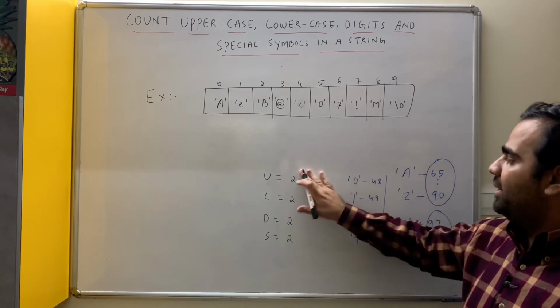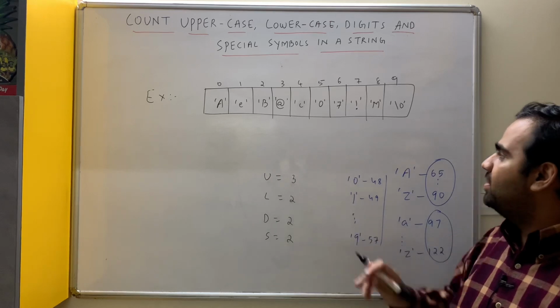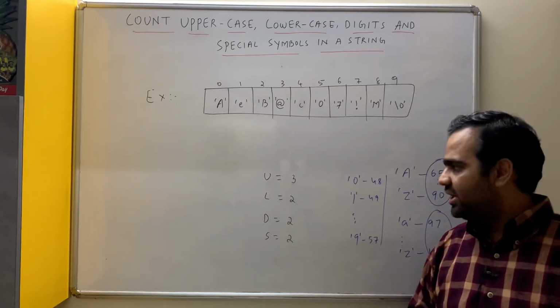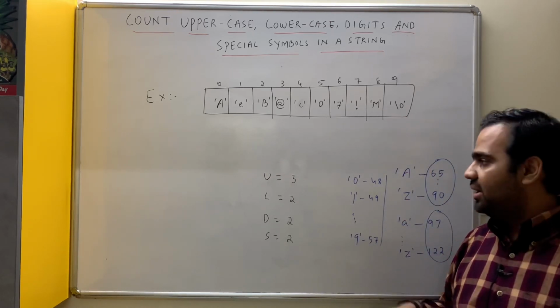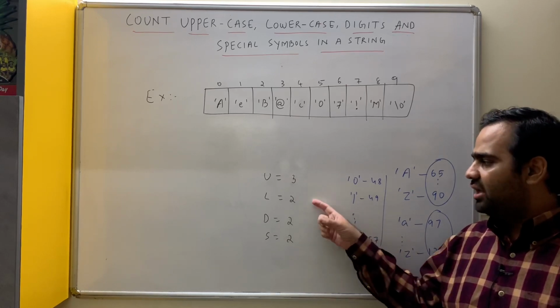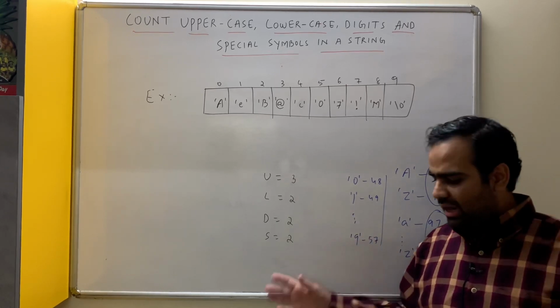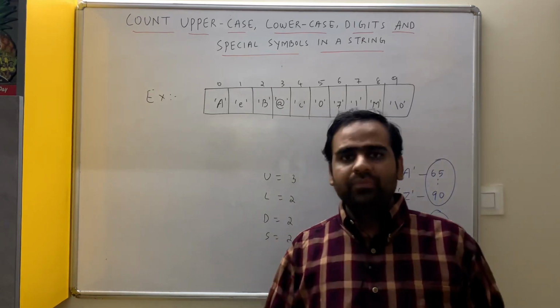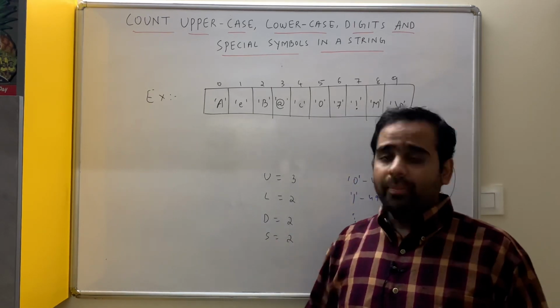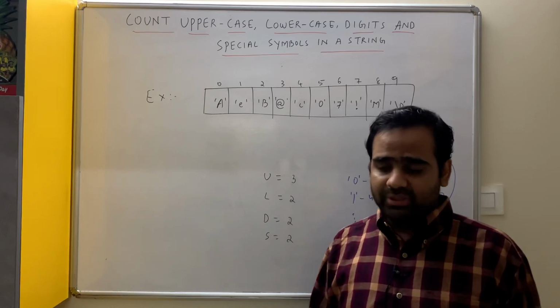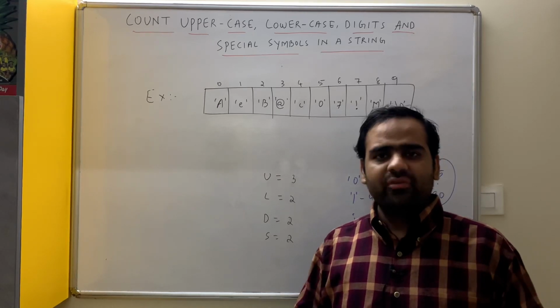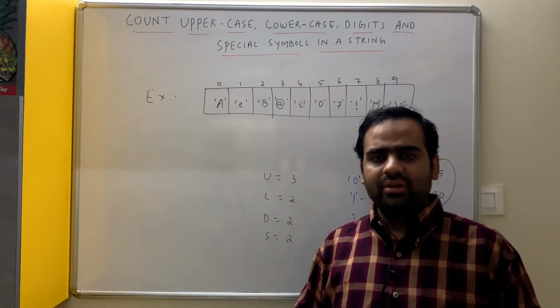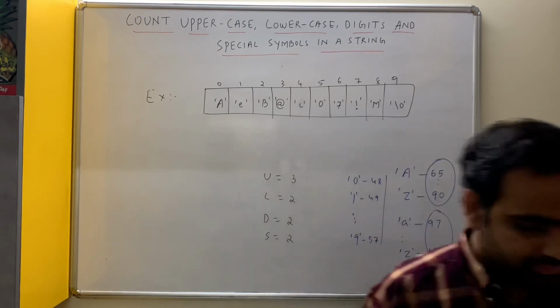Next we have uppercase, so we say uppercase count plus plus, and we reach the end of the string and stop. We print that uppercase characters are 3, lowercase are 2, digits are 2 and special symbols are 2. This is how we count lowercase, uppercase, digit and special symbols. Please pause the video here and try to write the logic yourself.